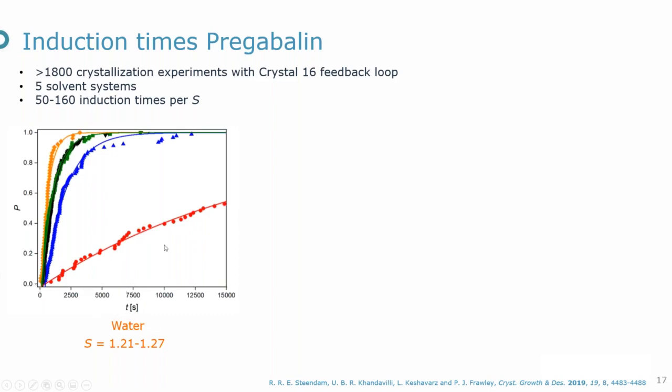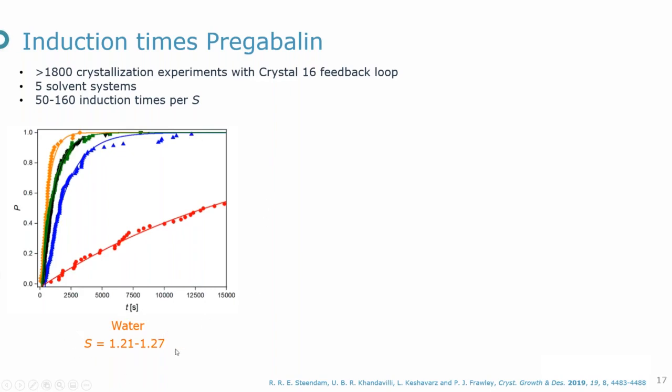So at the low supersaturation, you see that after 15,000 seconds, about 50% of all vials have crystallized. But if you look at the other supersaturations, if you go slightly higher, then you see that the chance of finding crystallization at a higher supersaturation becomes 100%.